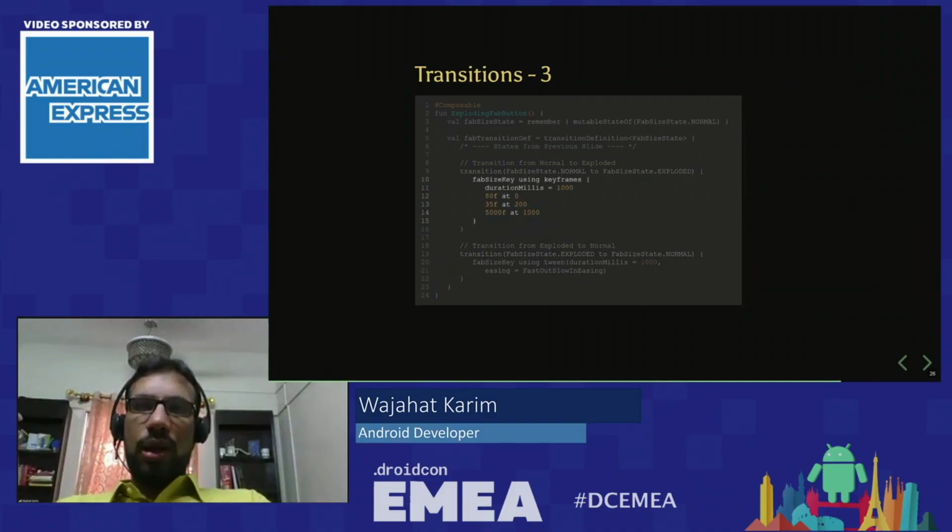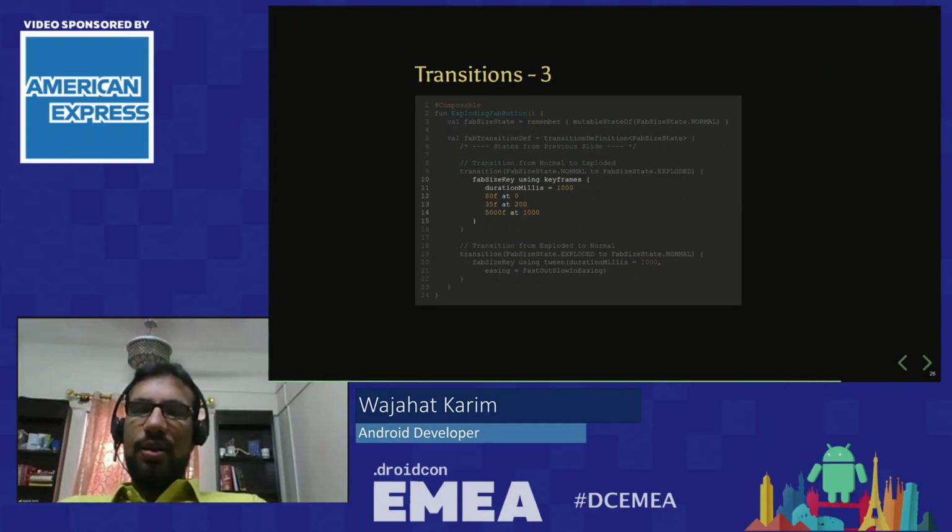So now I'm defining the key here. I wanted to show you more things, so I have used the keyframes. The idea is that keyframes will ask you for some number of keyframes, and what happens on those particular keyframes. So let's see. So fab size key using keyframes. That means that I want to manipulate fab size with keyframes. Duration is 1000, 1 second again. So I'm now defining the values.